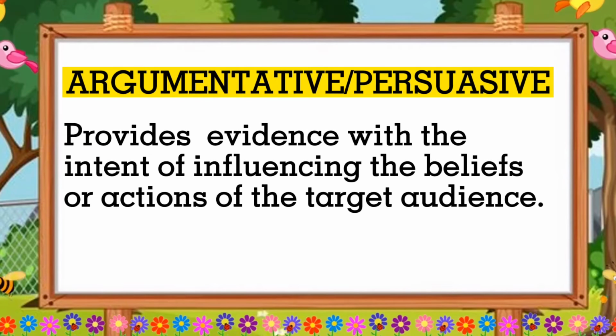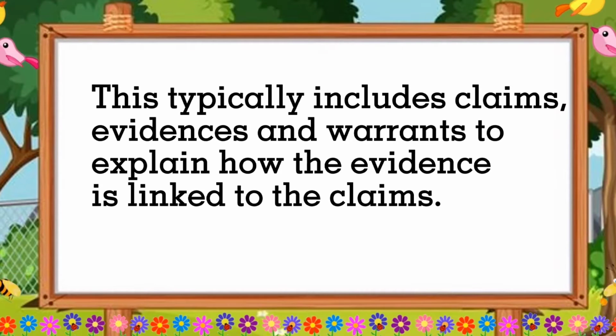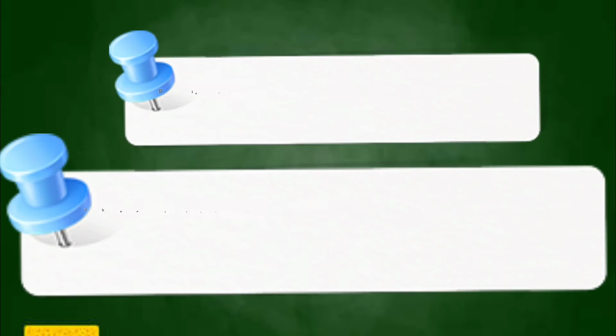Argumentative or persuasive text provides evidence with the intent of influencing the beliefs or actions of the target audience. This typically includes claims, evidences, and warrants to explain how the evidence is linked to the claims.